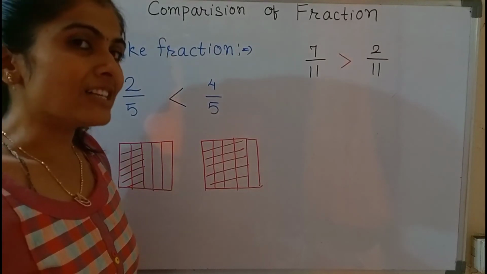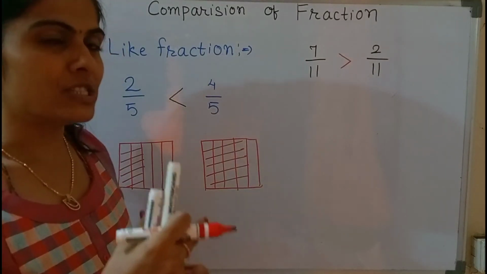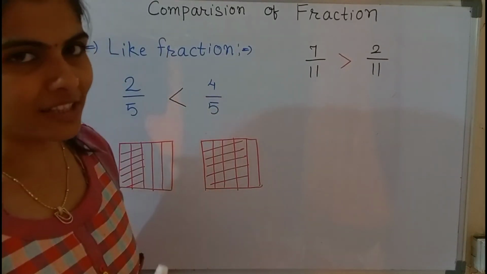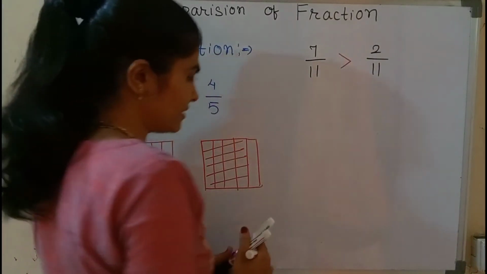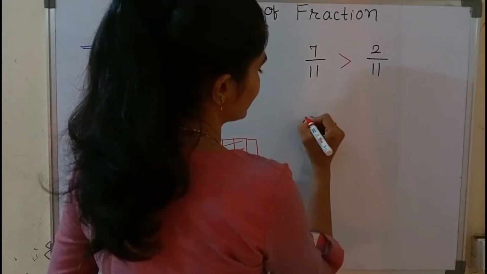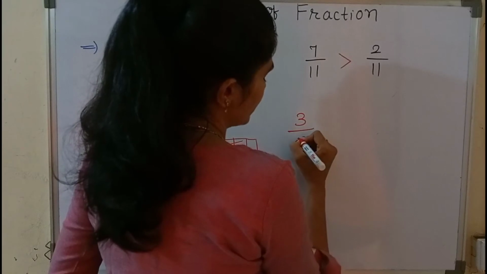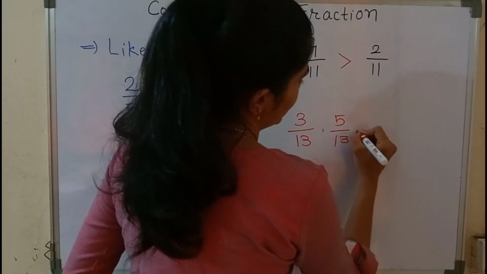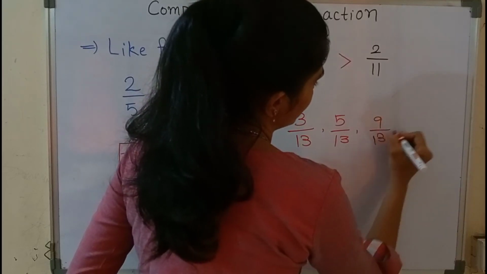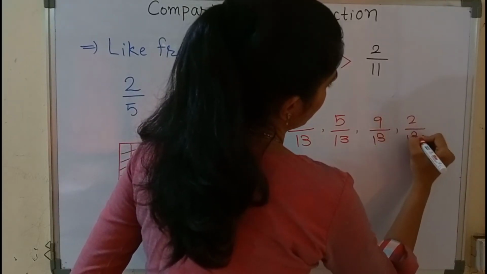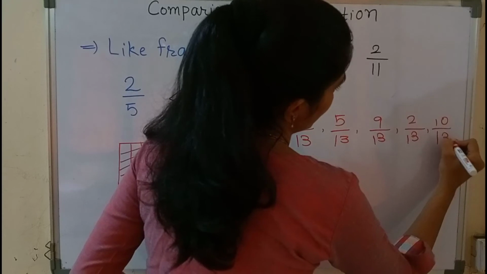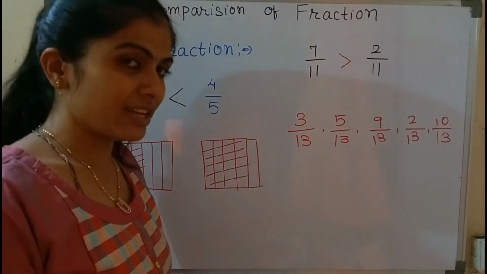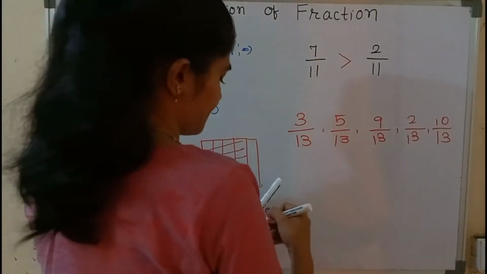Even if somebody asks to arrange the like fractions in ascending order or in descending order, you can do it very quickly, right? Let's take one example. Let's say the example is 3/13, 5/13, 9/13, 2/13, and 10/13. Now, if somebody asks us to arrange them in ascending order, okay.